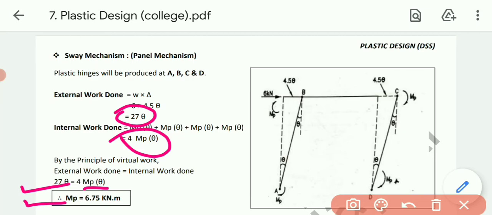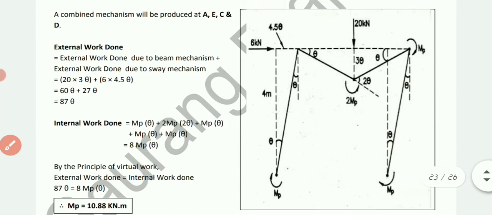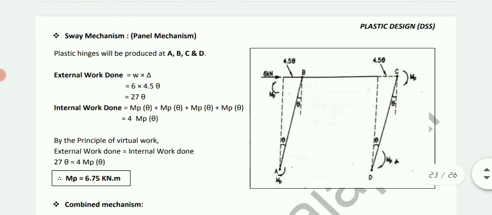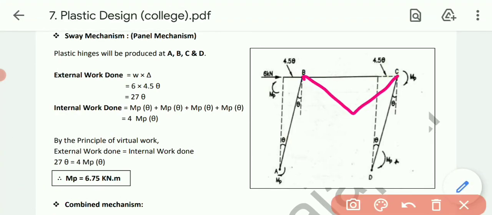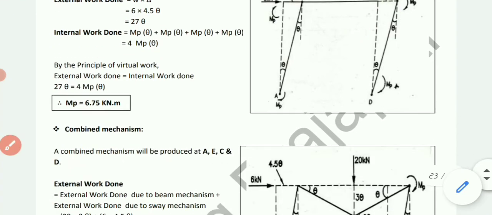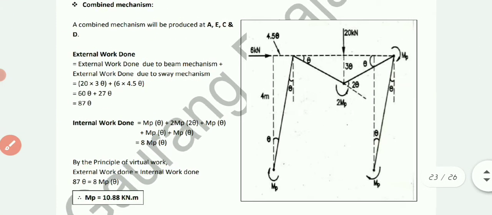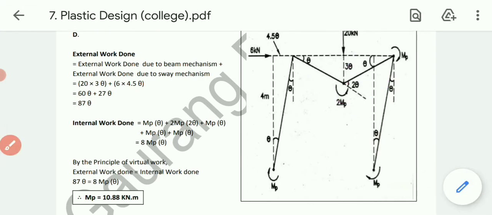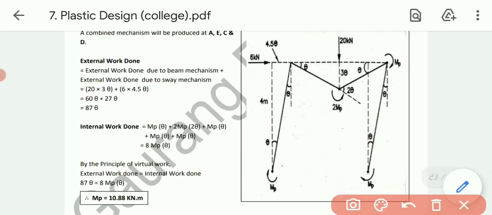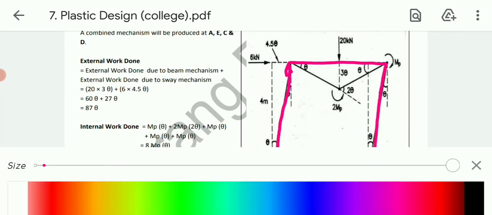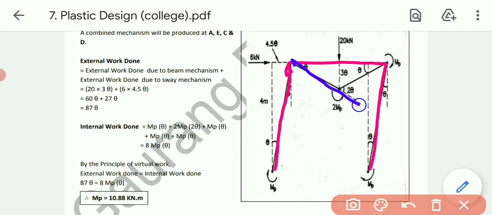So we got both the beam mechanism as well as the sway mechanism. Now let's solve the combined mechanism. What we need to do is, in the sway mechanism, we need to put down the beam mechanism like this. This one was our sway mechanism. Now in this one we have put down this beam. So this will be our figure.